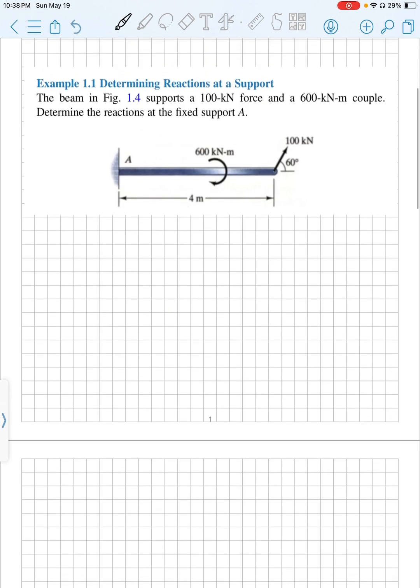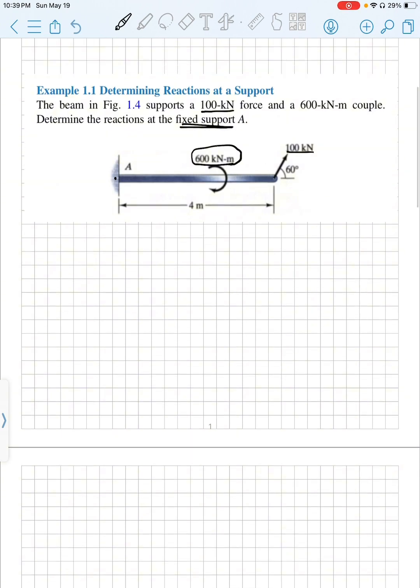Okay, let's go for this example, and we're gonna be highlighting the most important parts on it. So the beam in this figure supports 100 kilonewton force and a 600 kilonewton meter couple, which is a moment here. Determine the reaction at the fixed support A.